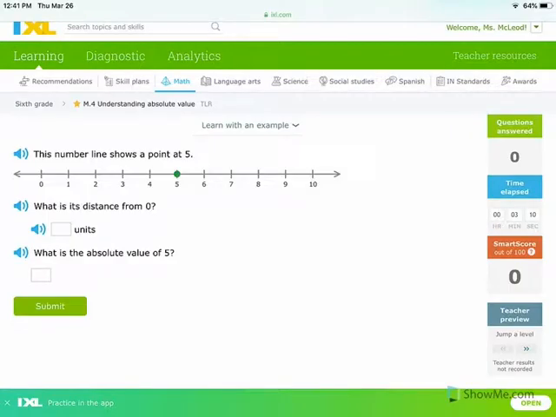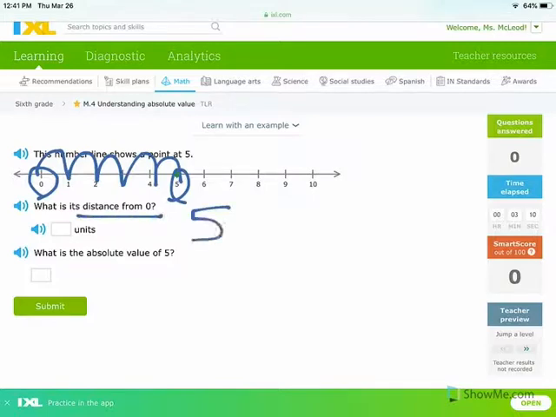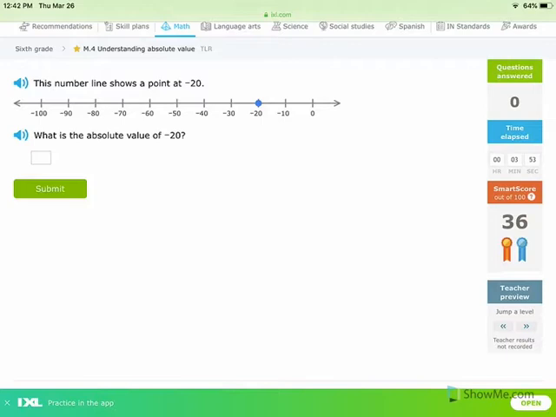Okay, so here we go. It says this number line shows a point at 5. What is the distance from 0? We can see 5 is here, 0 is here. If we were to count, we would see 1, 2, 3, 4, 5. So what is the distance from 0? 5. So the absolute value always has to be positive because it shows distance. It's 5 from 0. Okay? Here's our next question.